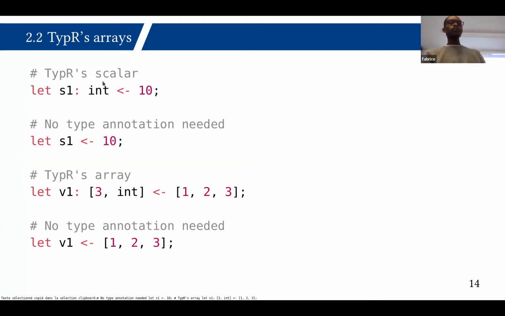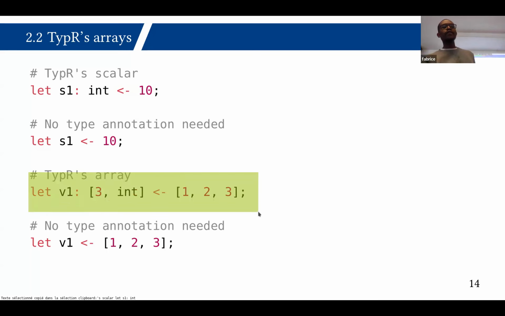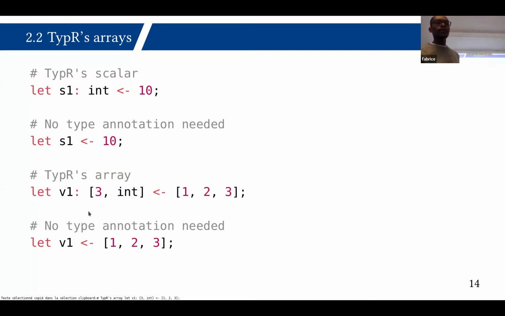But if you really want to, you can put a colon and specify the type. But normally, TypR is able to understand how it works. Same for what we have with arrays. So we have arrays. The type is this strange thing, so let me just explain. It just says that it's an array of three elements of a certain type. So that's three elements of type int. Each array must have each member with the same type.